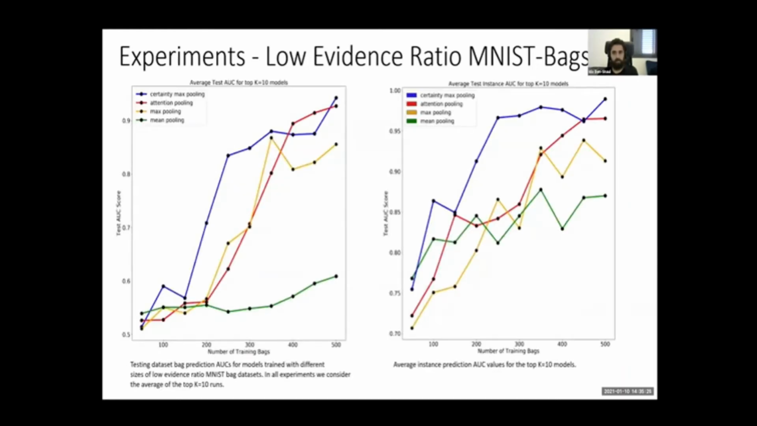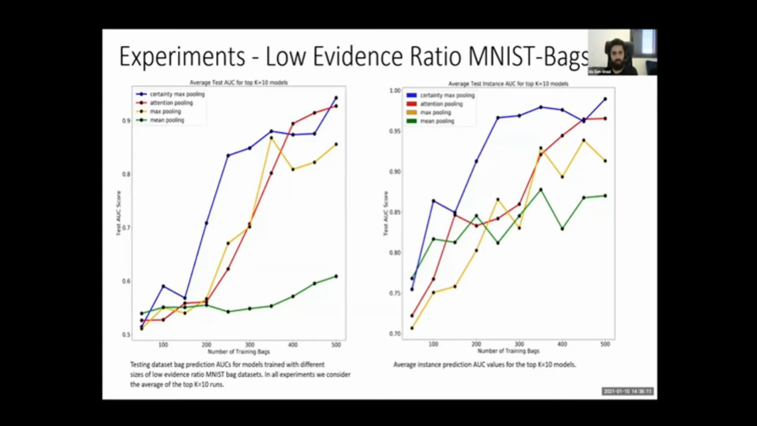The difficulty of the problem also depends on the number of training bags in the dataset. We test the different pooling operators in our low evidence ratio dataset in different scenarios for different numbers of bags. We look at two kinds of performances: the performance of the pooling operator on the bag label, but also its ability to detect the digit 9, something that's implicitly learned. We can see in the experiment that certainty max pooling outperforms other pooling operators by a wide margin for most points. The test set is always a constant size of 1,000 bags, and this is the top 10 runs out of 20 different seeds.